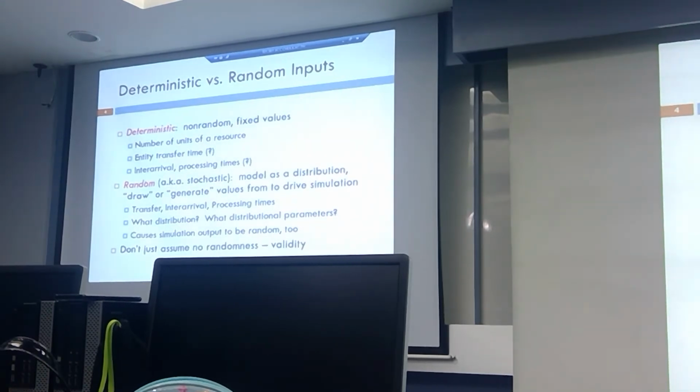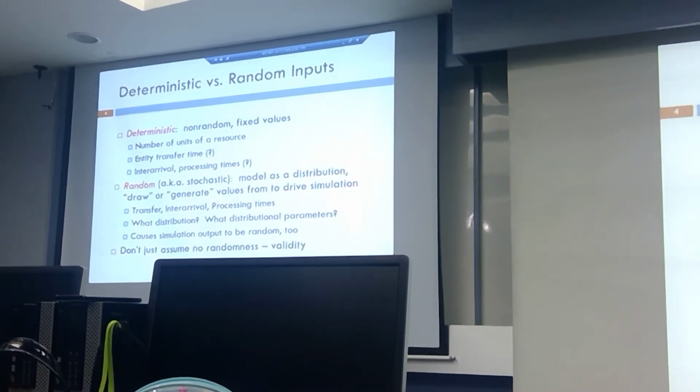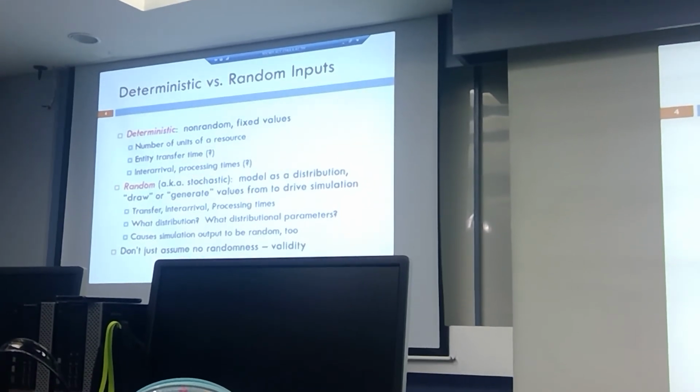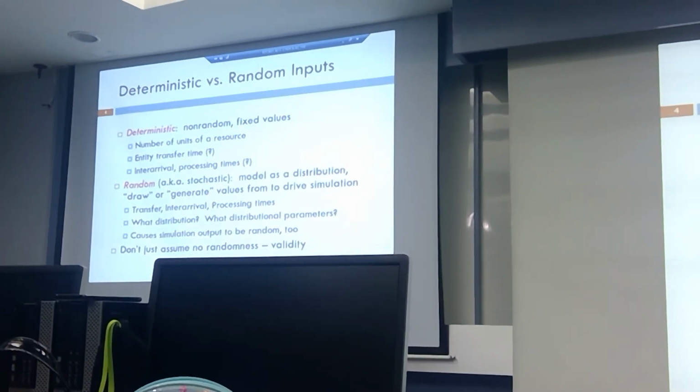Deterministic means that the number is fixed. It's a constant value. Usually the number of units of a resource is constant, right? Entity transfer time and processing time may or may not be. If you have, let's say, an automatic machine that processes with the same time all the time, then that could be constant. Sometimes not. The majority of the time, processing time is usually not constant.